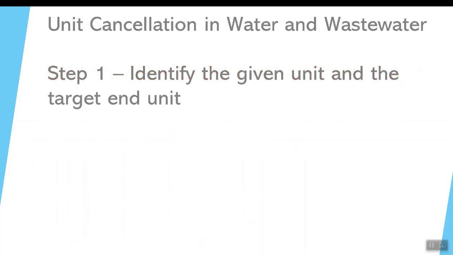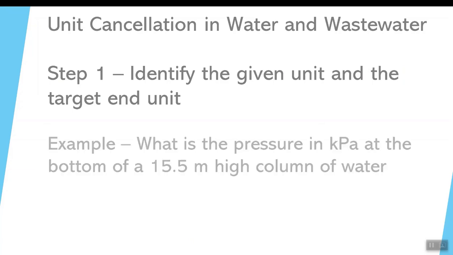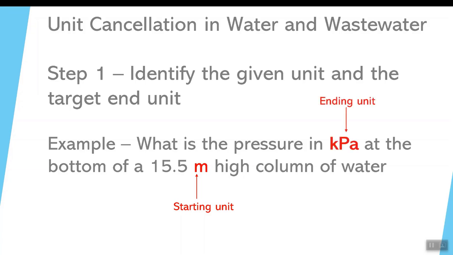So, first of all, whenever you're given a problem, first thing you have to do is identify what unit is given to you and where do you have to end up. For example, what's the pressure in kilopascals at the bottom of a 15.5 meter high column of water? So here you are given your starting unit. It's a measurement. You know what it is. It's meters. It's not just random number of meters. It's been measured at 15.5 meters. The ending unit is attached to a question. What is the pressure? And notice they then tell you what your ending unit is.